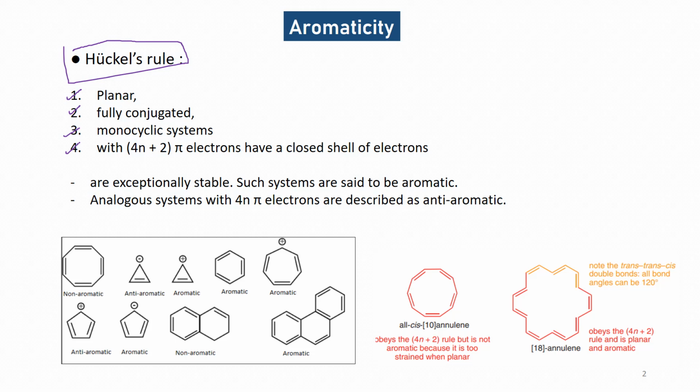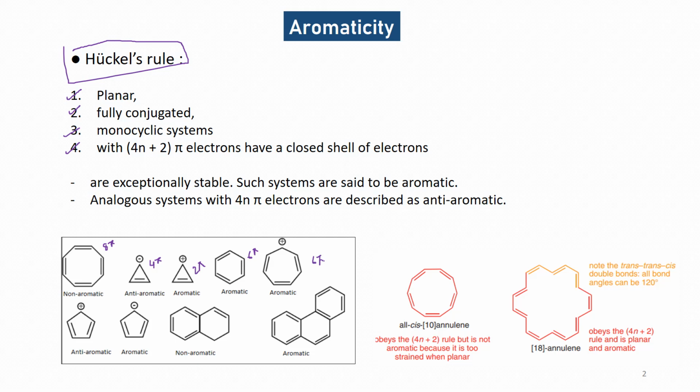So here we have shown some examples. In the first one, the number of pi electrons is 8 pi, so it will be non-aromatic. Here the number of electrons is 4 pi, so it's anti-aromatic. It's 2 pi, so it's aromatic because it's following the 4n plus 2 rule. Here it is 6 pi. This is also aromatic. This is our known compound benzene. Here it is 6 pi, so this is aromatic.